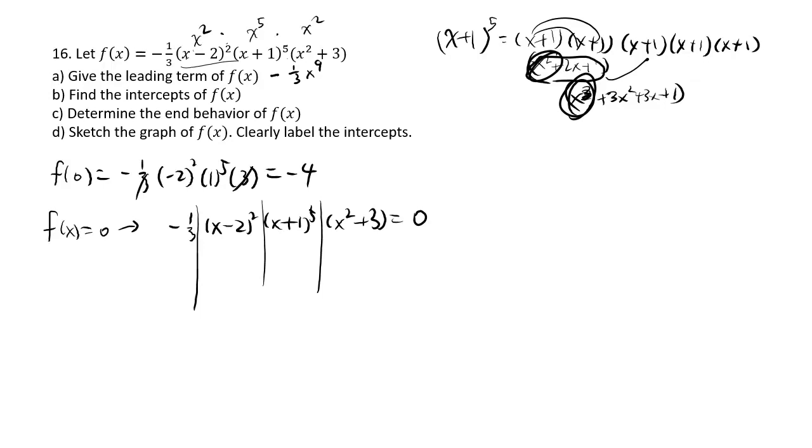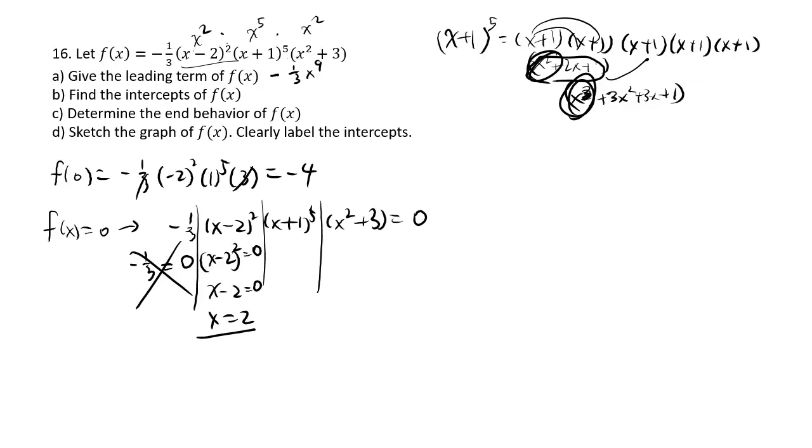So that's what we're trying to figure out. Can negative 1/3 equal 0? Well, that never happens, so here you don't get anything. Can (x minus 2)² equal 0? Well, if you take the square root of both sides, you get x minus 2 equal to 0, and x is equal to 2. So we get a possible x-intercept.